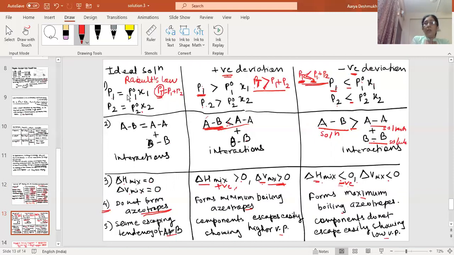Similarly here, this AB interaction, these are for the solution. These are greater than the interactions between AA solvent and BB solute here. So here you can see the total vapor pressure of the solution is less than the vapor pressure of component A and component B. It means if the interactions are more, the vapor pressure of the solution would be less. So here also again you can see the inverse relationship between these two.